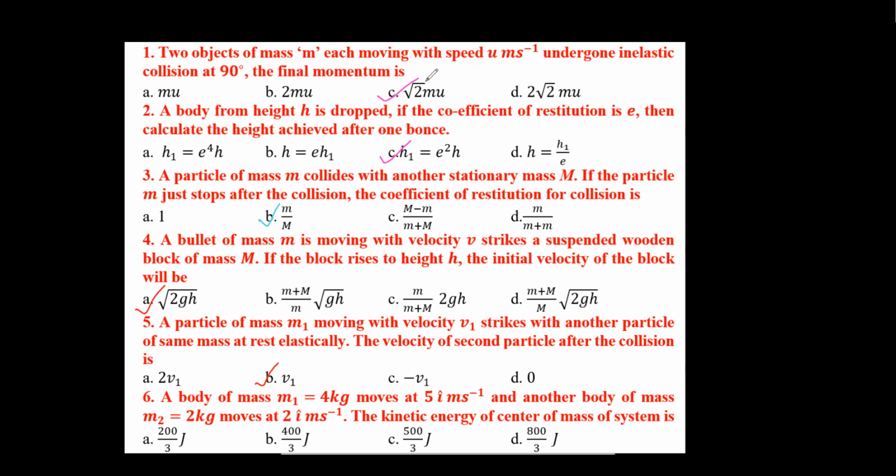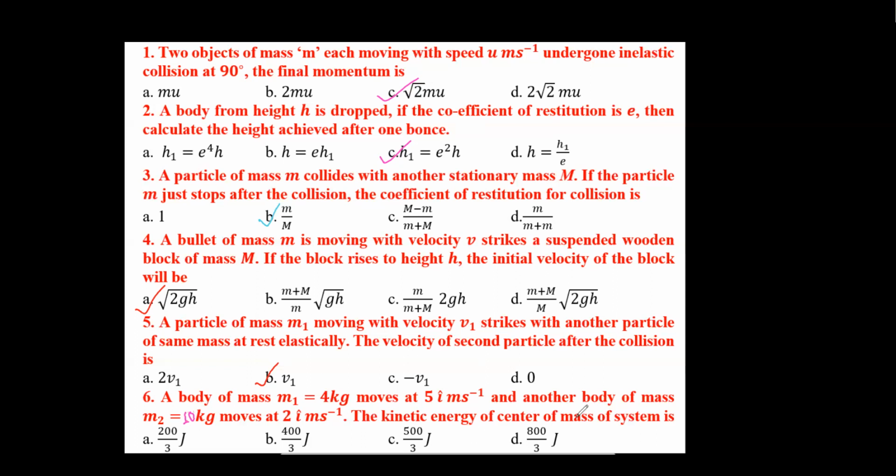So let us move on to the last question for today. A body of mass m1 equal to 4 kg moves at 5 meters per second, and another body of mass, actually this is 10 kg. Let me correct it. It has to be 10 kg. It is 10 kg in the question; unfortunately it became 2 kg here. The velocity is 2 meters per second. So another body of mass m2, 10 kg, moves at 2 meters per second.